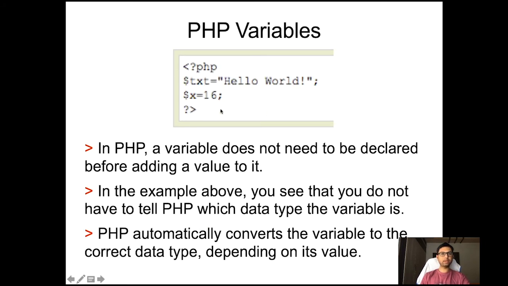You can see this example in the PHP snippet that $txt is a variable and we are assigning this text. $x is a variable, we are assigning this integer value 16. So x is of type integer and txt is of type string. In PHP, a variable does not need to be declared, as I have said. Whatever you assign as a value, that kind of variable it will automatically take. It is also called a loosely typed language in PHP.